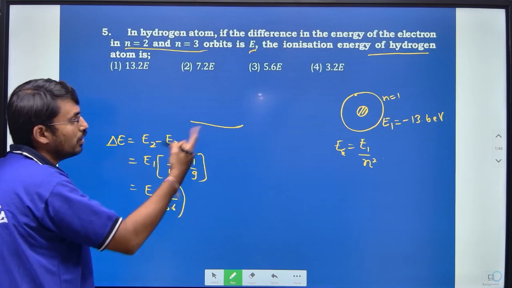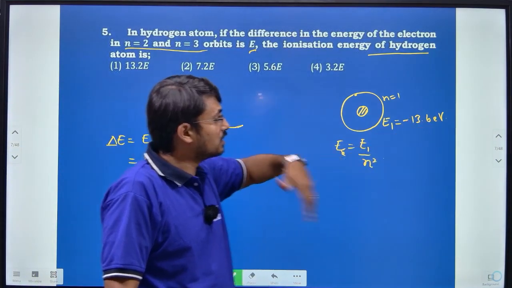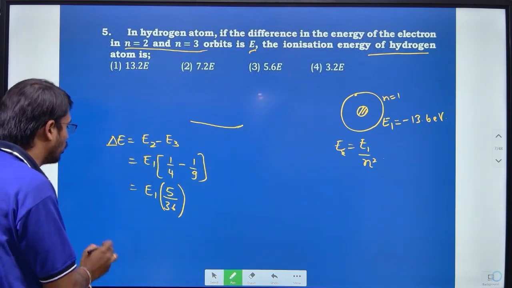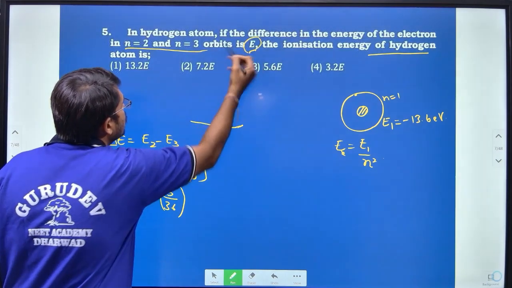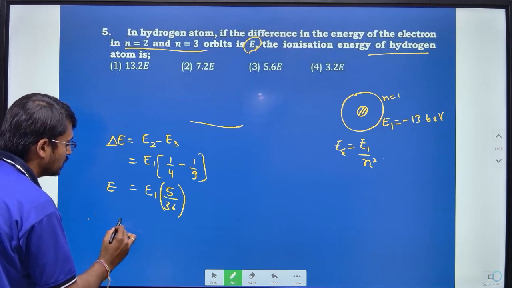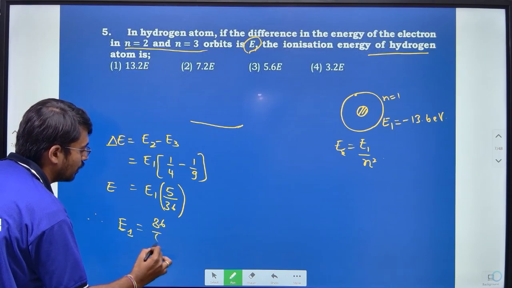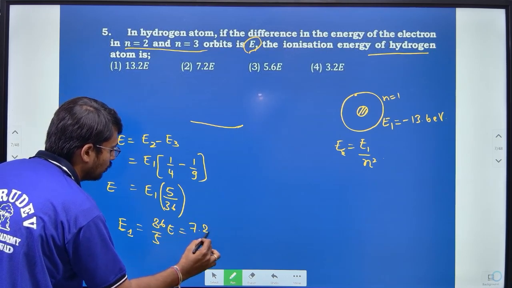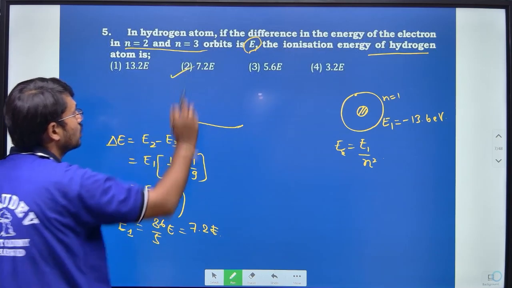What is E1? We know it. That energy is 13.6, and ionization energy also has the same value, 13.6, but it is just the positive quantity. If delta E is given, delta E equals E. So we take this delta E as E, and the ionization energy is E1 itself. Therefore it is 36 divided by 5 multiplied by E. So we can take this as 7.2 multiplied by E. That will be the right answer, option number 2.